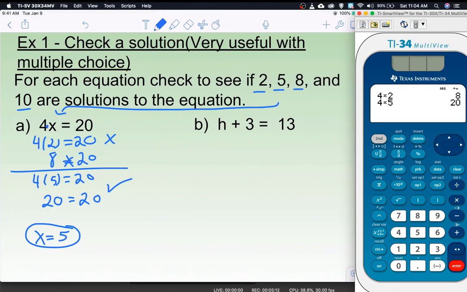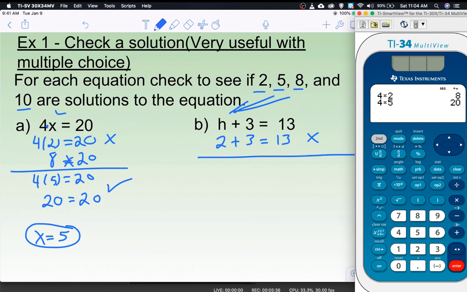Okay, letter B. Come on. So we're going to do the same. We're going to take each of these and plug them in for H until we find the right answer. So the first one, if I plug in 2, does 2 plus 3 equal 13? No, because 2 plus 3 is 5. 5 is not the same thing as 13. I didn't even need a calculator for that one.